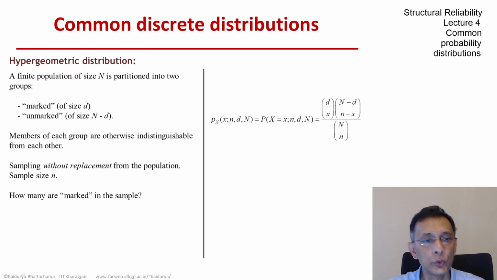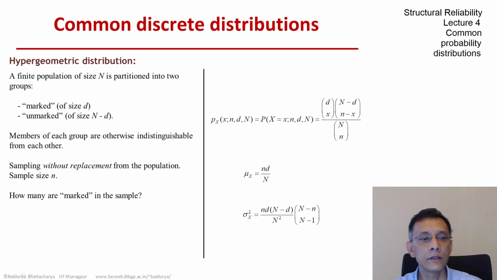So we choose x from d marked members and n minus x from the N minus d unmarked members. That ratio is the hypergeometric PMF. And you could apply the definition of the expectation and perform the summation. The mean is the ratio of nd and capital N, and the variance can also be derived in terms of these parameters of the problem.